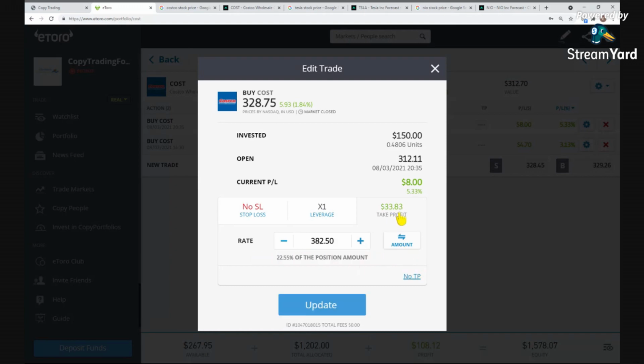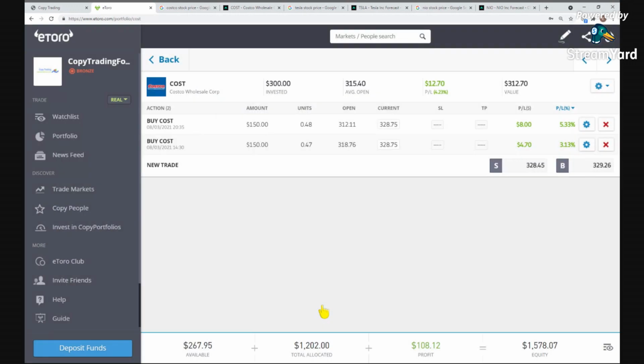So that's going to give me a profit of $33.82 on the $150 investment. So a 22.55% gain, which I'm happy with. Anything over 20% for swing trading, I'm happy with that. Okay, so that's going to be my take profit. I'm going to set that. Okay, so I update that and the take profit is set.